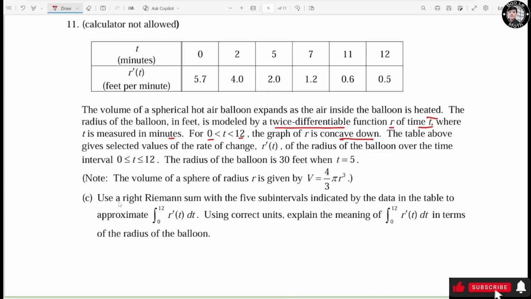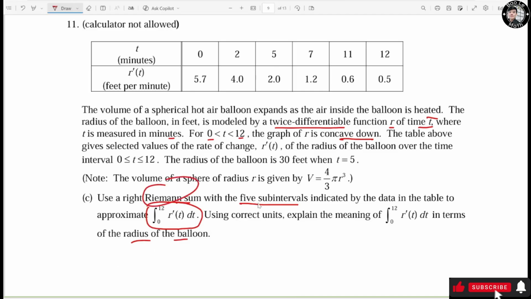Question C. Use a right Riemann sum with the 5 subintervals indicated by the data in the table to approximate the integral from 0 to 12 of r prime of t dt. Using correct units, explain the meaning of the integral from 0 to 12 of r prime of t dt in terms of the radius of the balloon.